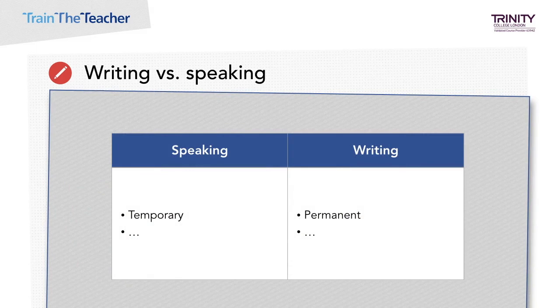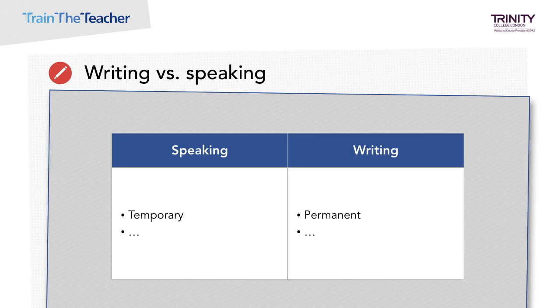In what ways do they differ? It's a complex area, so let's keep our focus on what we need to know as teachers rather than as linguists or discourse analysts. So pause the video and think about this. What are some of the main differences between speaking and writing? For example, speaking is largely temporary, whereas writing has more permanence.